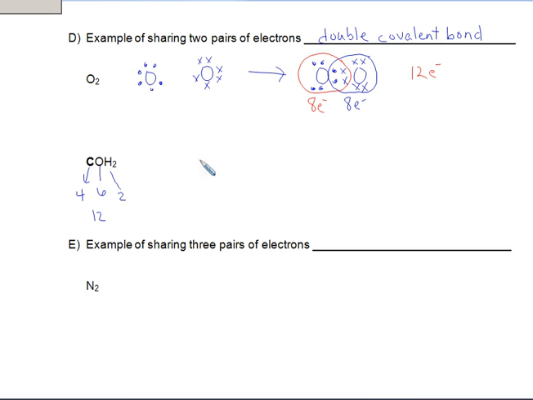Let me show you what the drawing for formaldehyde looks like when we do the dot structures. We have carbon contributing the 4 valence electrons. We have each one of the hydrogens contributing 1 valence electron. And we have oxygen contributing 6 valence electrons.